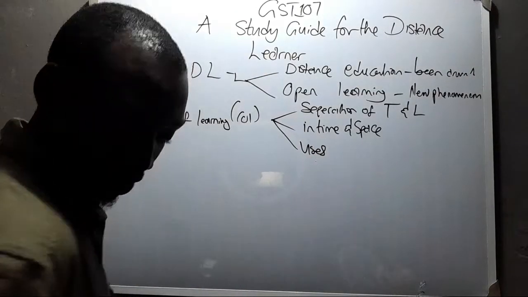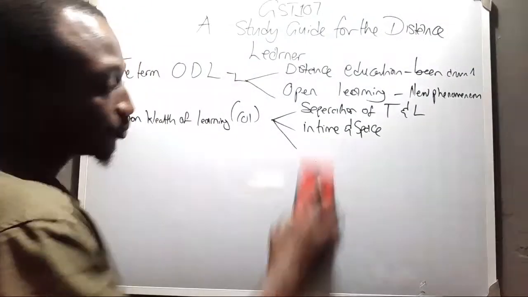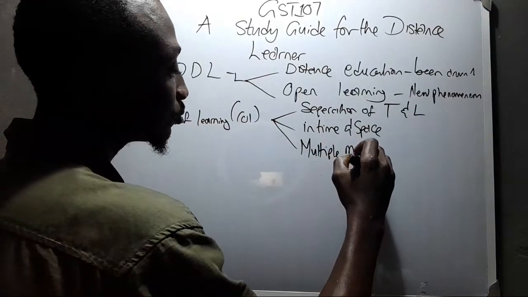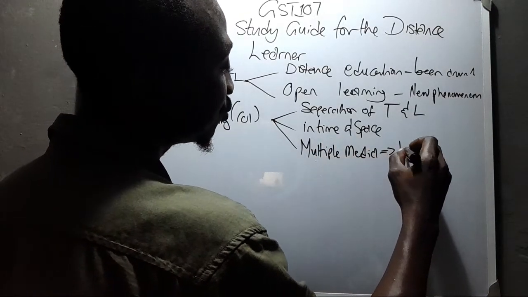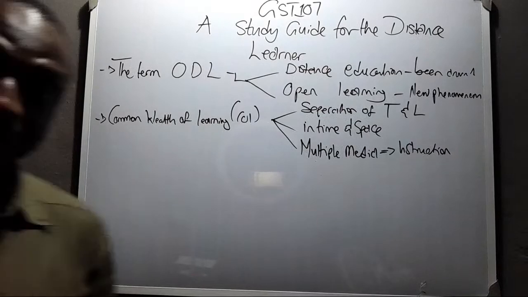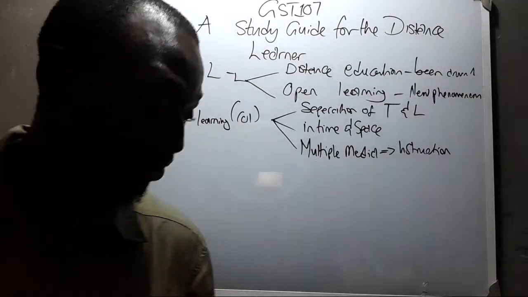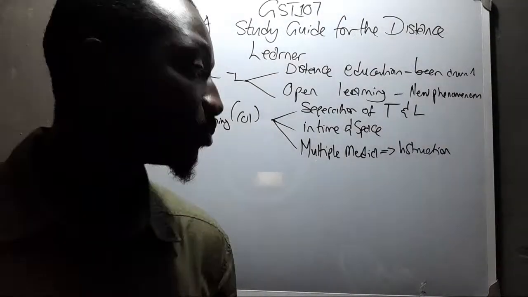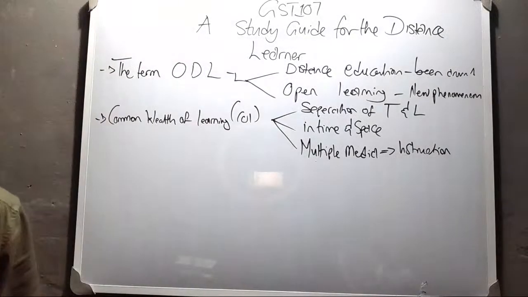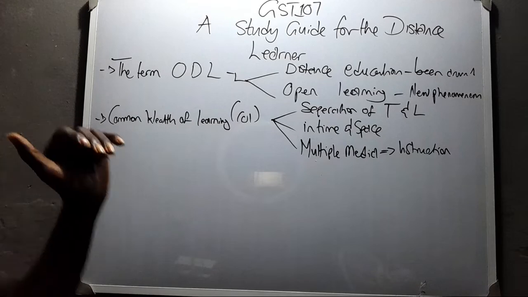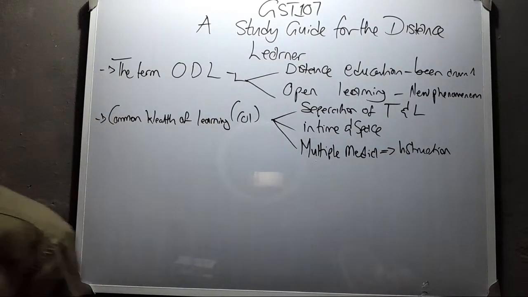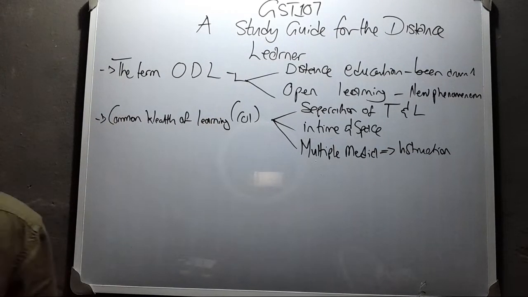When we talk about multiple media, it could be the use of radio, TV, the internet, computer, email, just any media that is accessible and can be used to give instruction. So this is the all and sundry of the definition of open and distance learning by Commonwealth. Now let's proceed.